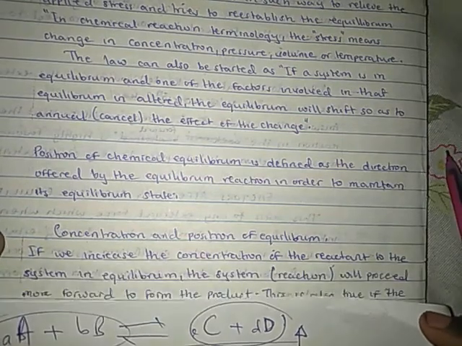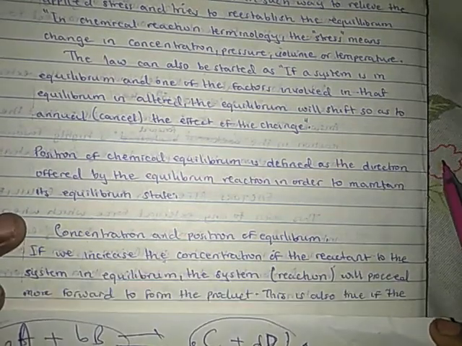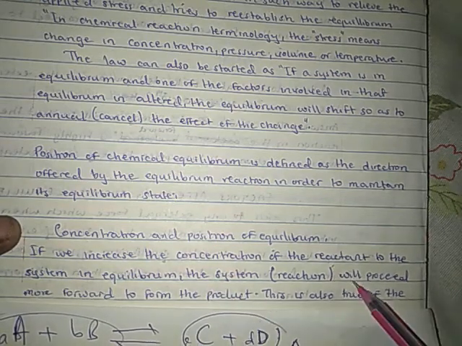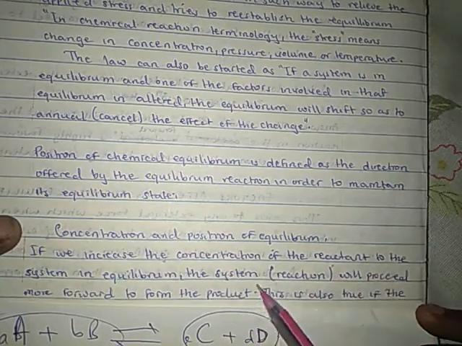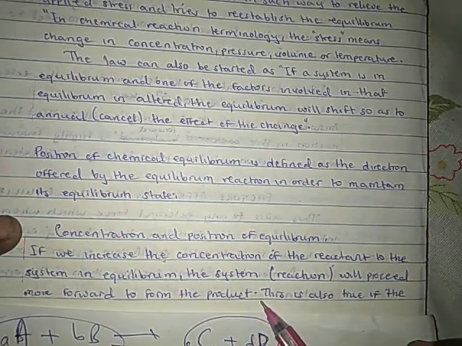Now let's start with the first factor affecting equilibrium, which is concentration. Now if we increase the concentration of reactant in the system at equilibrium, the system or reaction will proceed more forward to form the product.